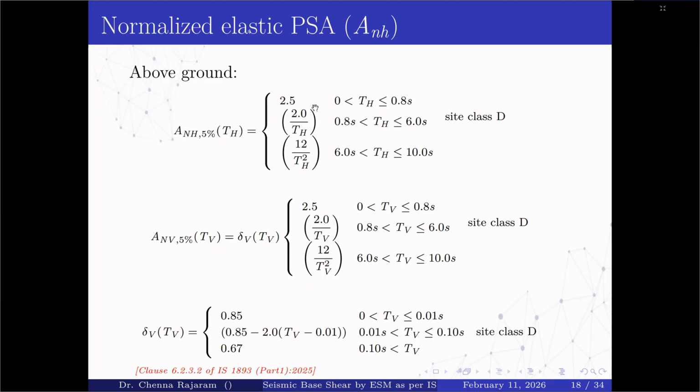Now the equations are given for class D, where the structure is above ground. Similarly, in the vertical direction, we have to multiply with the delta VTV. This delta VTV equation is given for site class D with the variation of the time period 0 to 0.01, 0.01 to 0.1, and more than 0.1. So here in our case, the time period value we consider in the vertical direction is 0.4 seconds. So the delta VTV is equal to 0.67, which we have to consider.